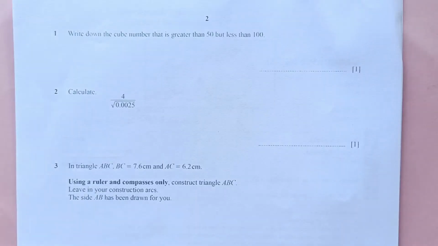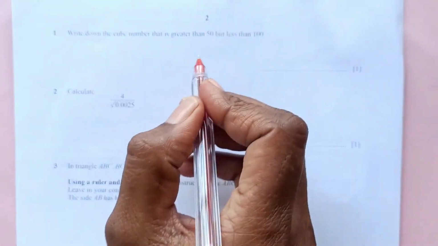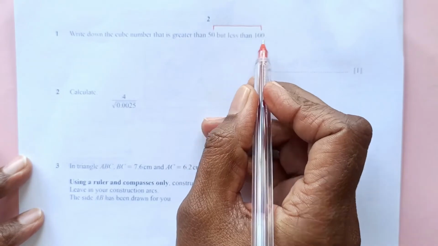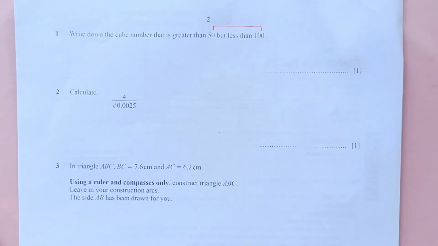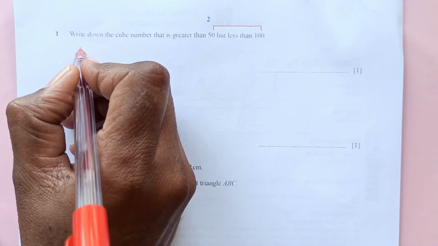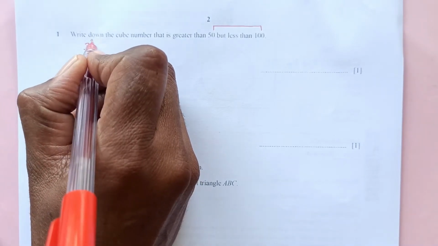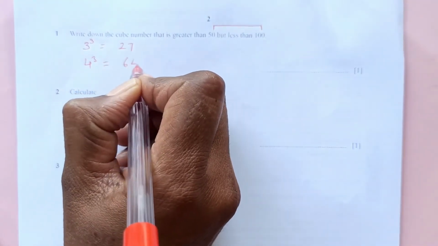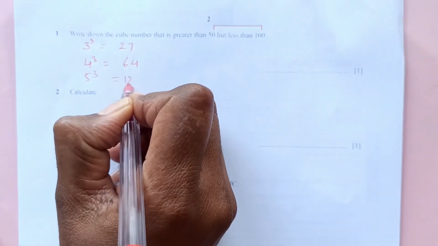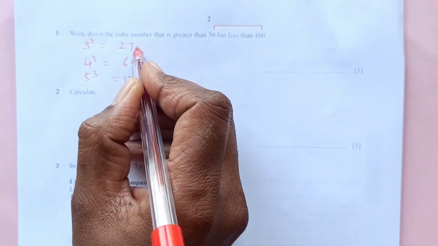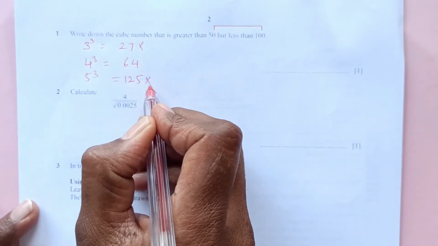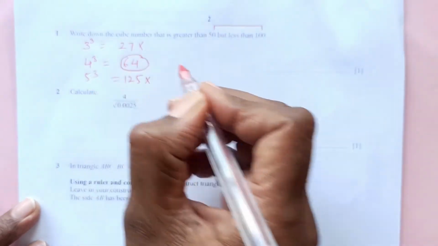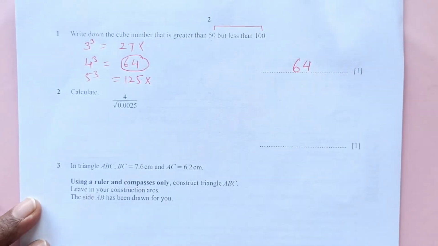Question 1. Write down the cube number that is greater than 50 but less than 100. So we are looking for a cube number between 50 and 100, right? Now we have to use the trial and error method. 3 cubed is 27, 4 cubed is 64 and 5 cubed is 125. So you see this is less than 50 and this one is greater than 100. So we are looking between 50 and 100. That means 64 is going to be our final answer, right?